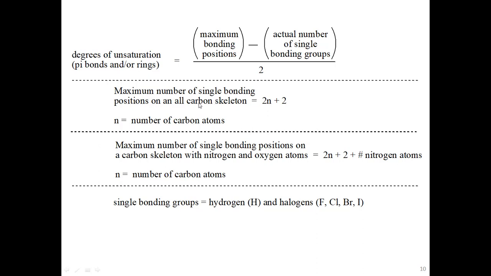So maximum, if we only have carbon, no nitrogen, would be 2n plus 2. But maximum if we have nitrogen, and if we have oxygen too, is going to be 2n plus 2 plus the number of nitrogen atoms. And remember, add all the halogens in with the hydrogen. Count them all up together for actual groups that are bonded.